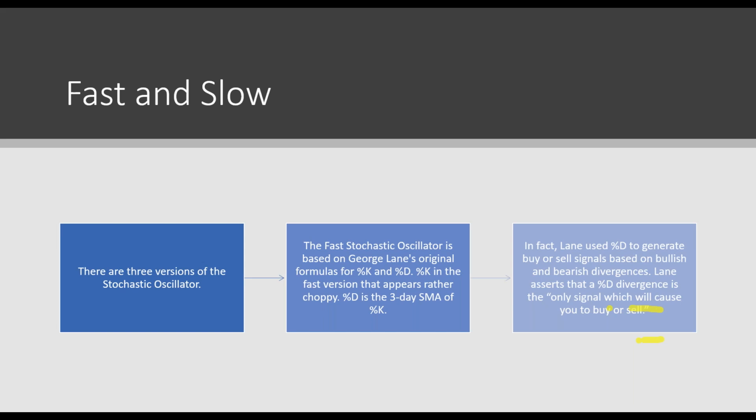There are three actual versions of stochastics. The fast stochastics oscillator was based on George Lane's original percent K and percent D. Remember I told you it was originally developed for the stock market and then moved a little bit forward with online trading and Forex and CFD trading.